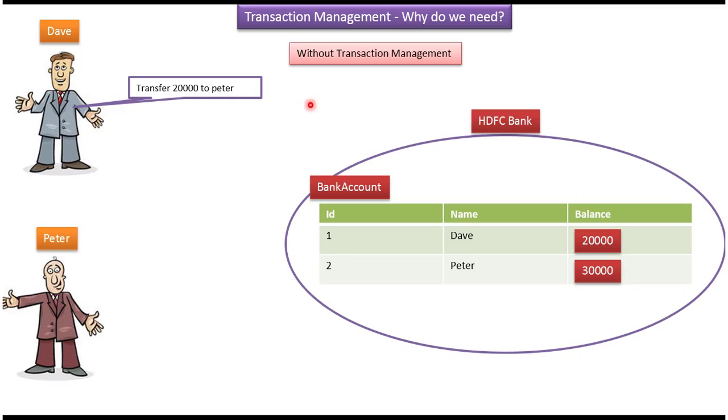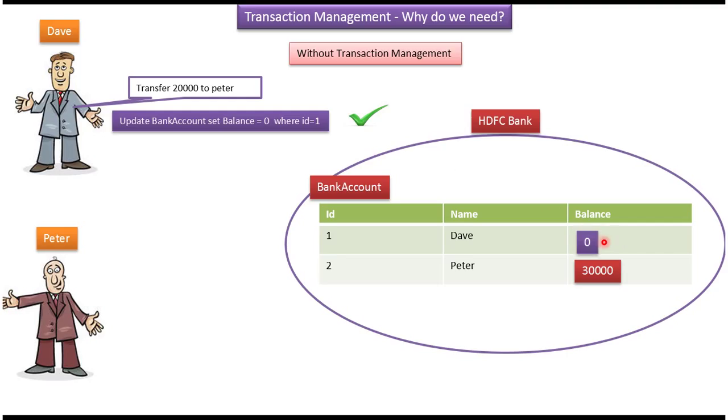So in the back end, we will first execute this query: update bank account, set balance equal to 0, where ID equal to 1, right? Once this query is executed, this 20,000 rupees will be changed to 0. And assume this query has executed successfully.